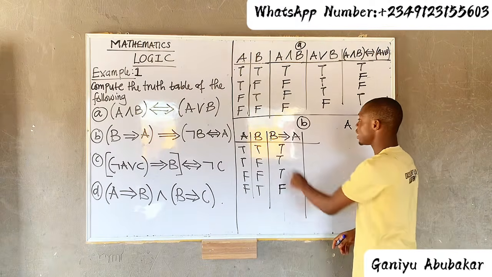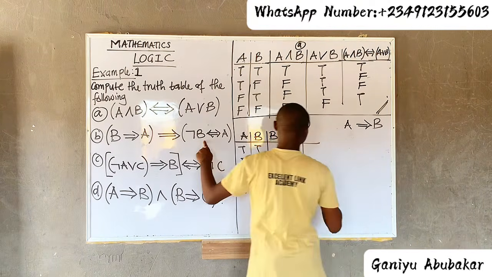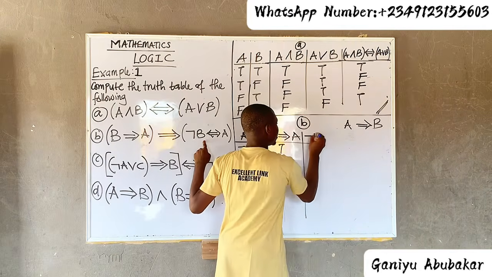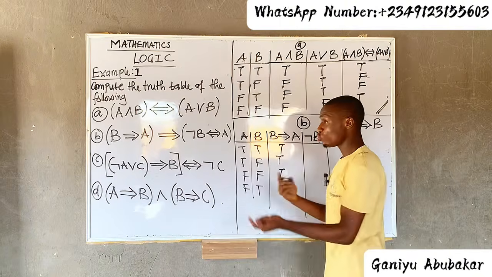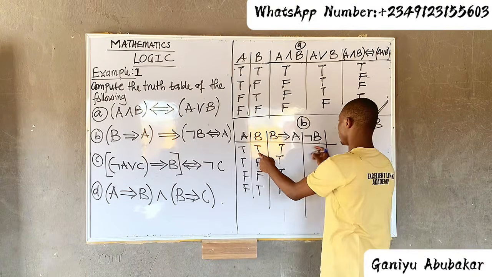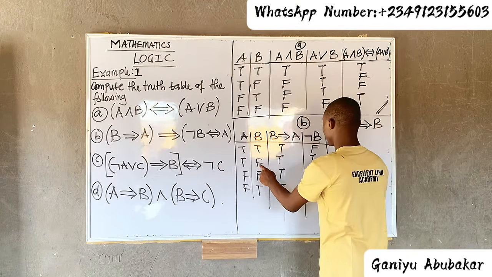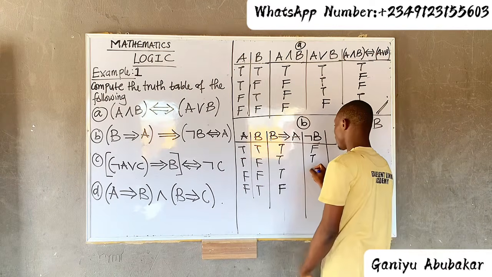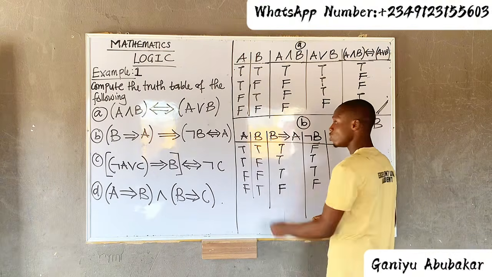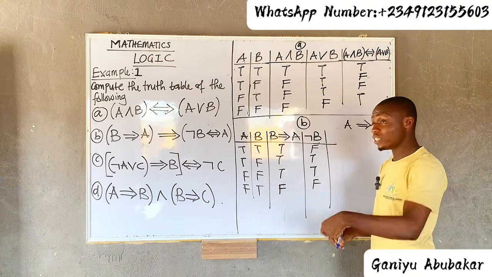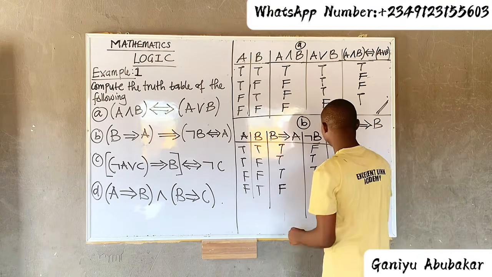Just for this one, to get this one, I need to get this one first. Let's get the negation of B. For the negation of B, it's easy now. Just swap. This is true, what will be here? False, just change it. This is false, what will be here? True. This is false, what will be here? True. This is true, what will be here? Of course, false. Just change it to the opposite true or false value. That's it. So I've gotten this one.